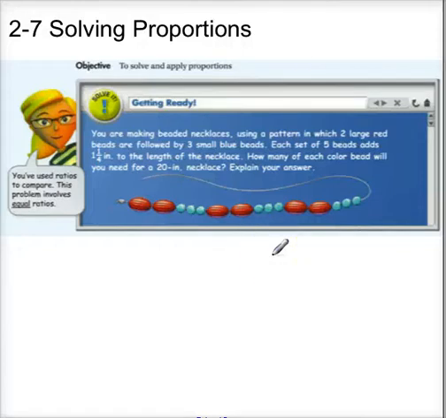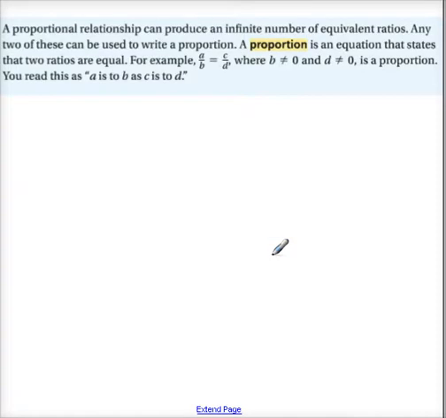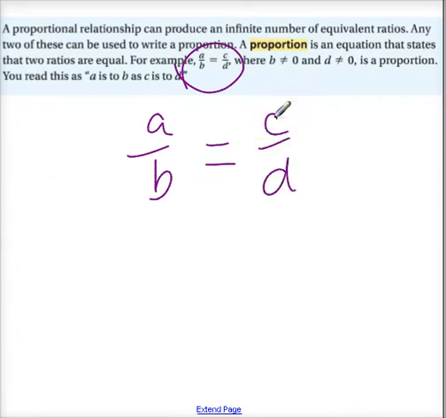Lesson 2-7, Solving Proportions. All right, you've probably heard the word proportions before. Let's define what a proportion is. A proportion is an equation, so there's an equal sign, that states that two ratios are equal. So for example, a over b equals c over d. These are two ratios set equal to each other.